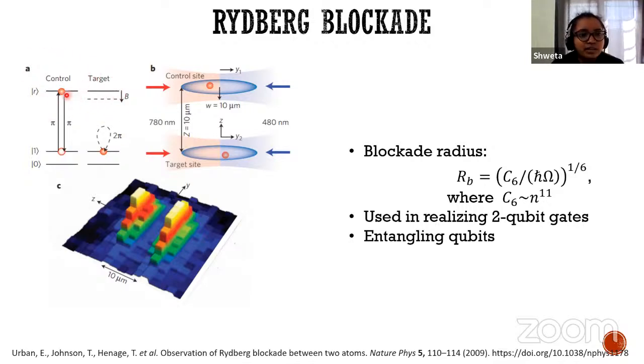So each atom will have some Rydberg blockade radius, within the region of which no other atom can go to that atom's Rydberg level. That blockade radius is given by this expression, where C6 is the van der Waals coefficient. This Rydberg blockade is very useful in realizing two-qubit gates, as I will explain further, and also in entangling the various qubits. So that's how helpful this Rydberg blockade phenomenon is.